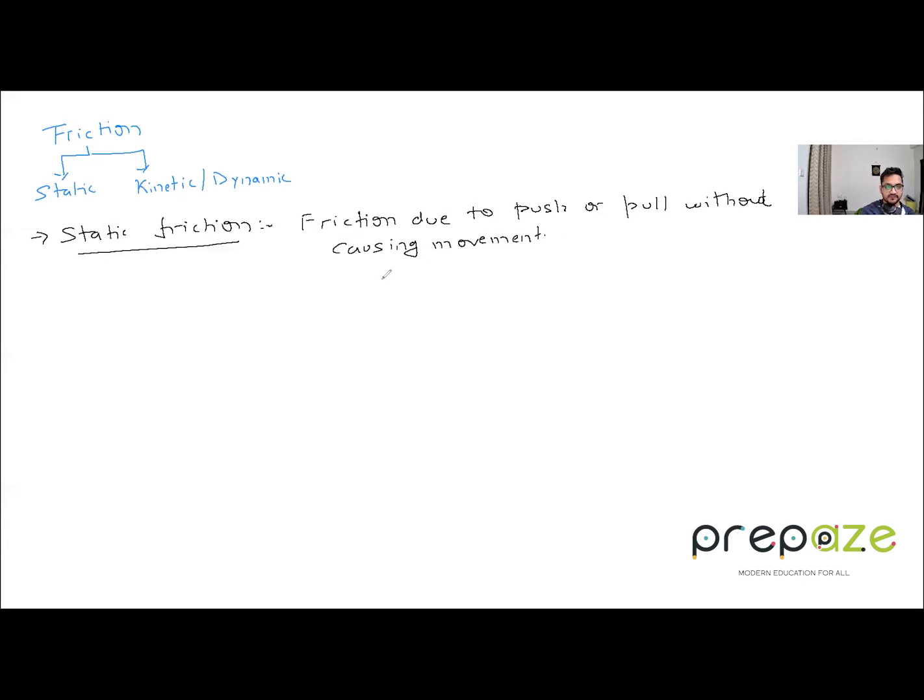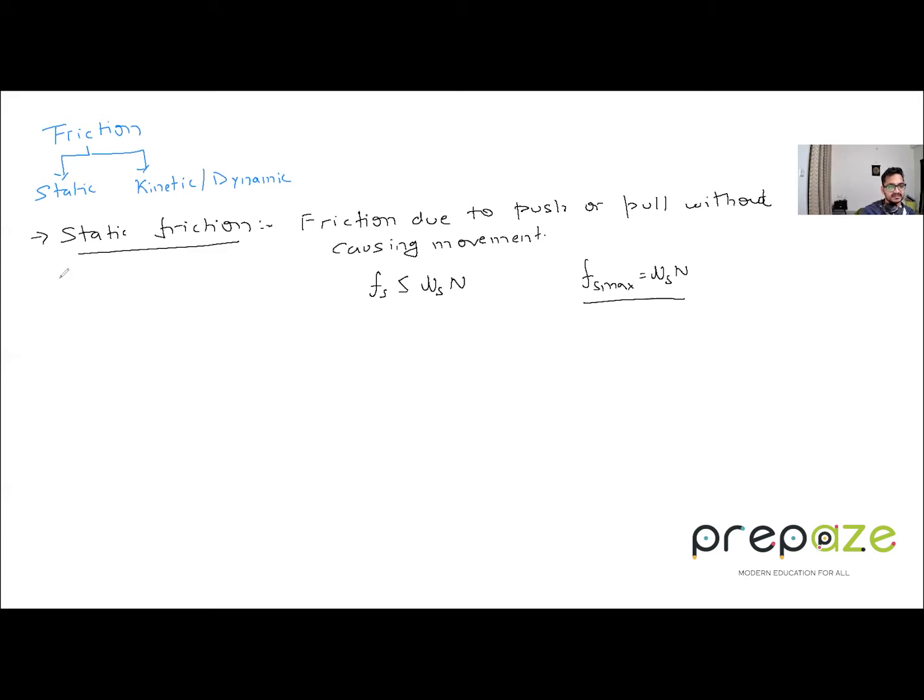The value of static friction Fs is less than or equal to mu s N. It can go up to a maximum value, so we write F max equals mu s N. This is the maximum value, but it can also be less than that. So it varies; it is not a fixed value, but the maximum is this.